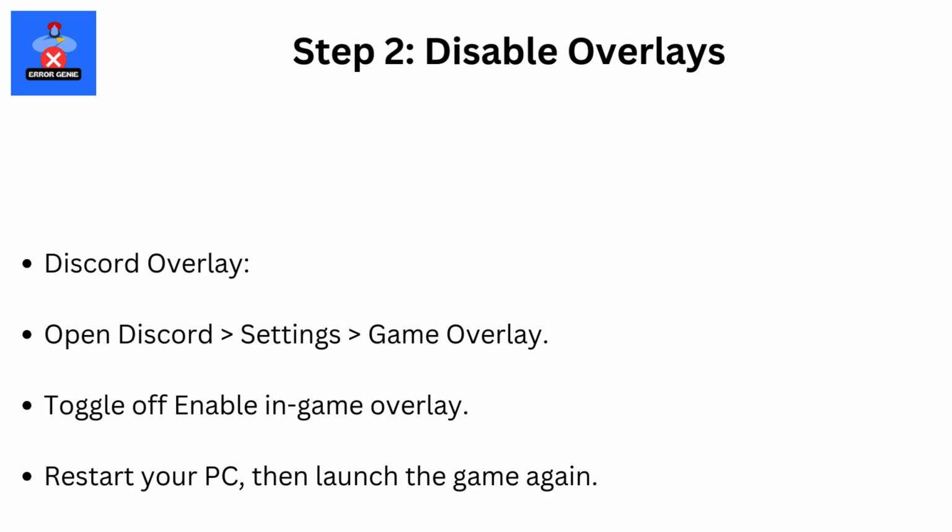Uncheck Enable the Steam overlay while in-game. Discord overlay. Open Discord, then Settings, then Game Overlay. Toggle off Enable in-game overlay. Restart your PC, then launch the game again.